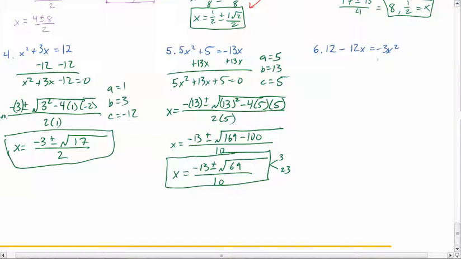So let's go ahead. I'm going to add 3x squared to both sides, and I'm going to rearrange it so it's in standard form. So I'm going to have 3x squared, and then comes the minus 12x, and then comes the plus 12 at the end, all equal to 0.